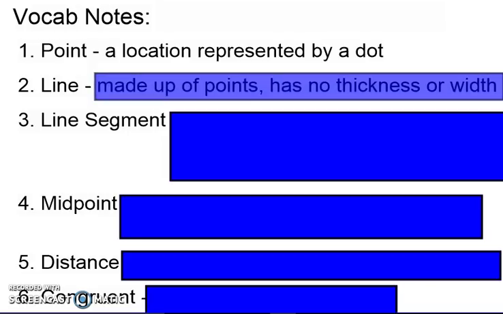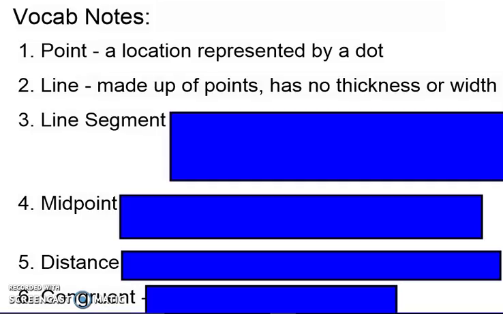A line is made up of points and it has no thickness or no width. It can extend forever. It can stop. It doesn't have to do both. It's one or the other.